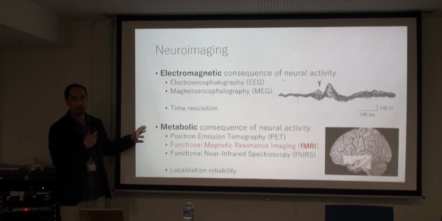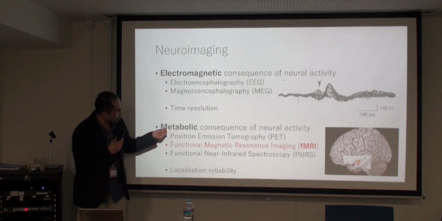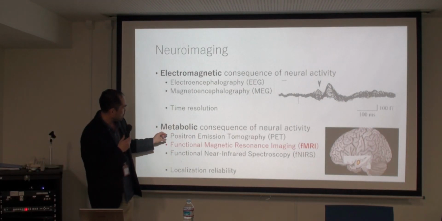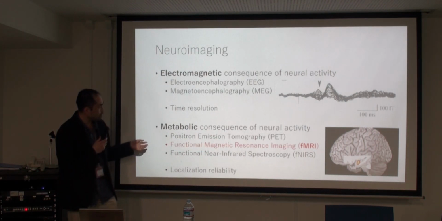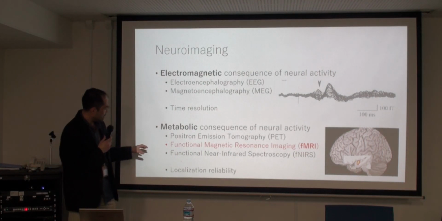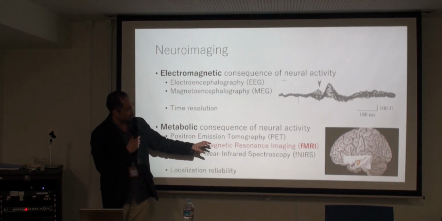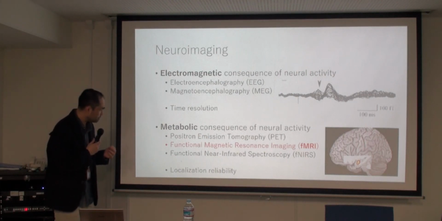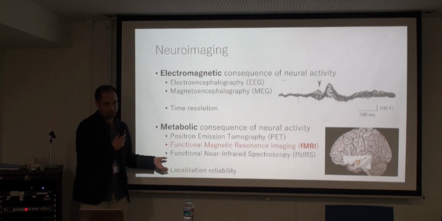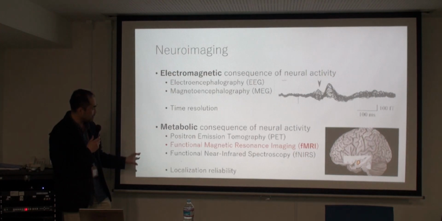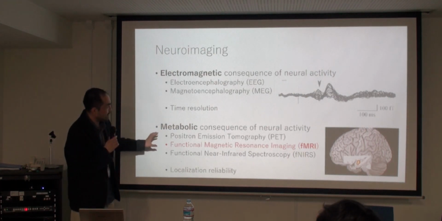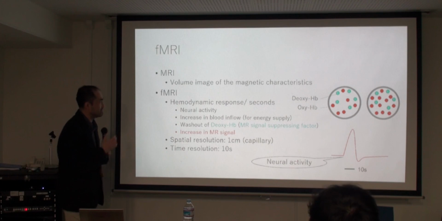The other type of neuroimaging is to measure the metabolic consequence of neural activity. It includes, for example, classical positron emission tomography and functional magnetic resonance imaging, or fMRI, that I will talk about today. Or recently, functional near-infrared spectroscopy, fNIRS, has also become popular. And this type of technique is good at localization, and their advantage is the reliability of the localization. And I will explain fMRI today because I am specialized in fMRI.